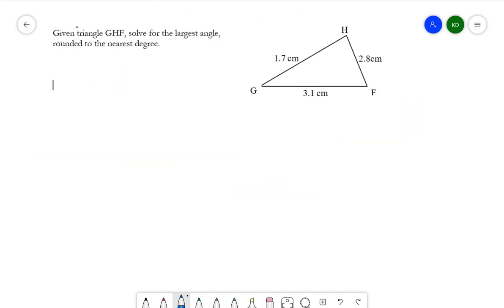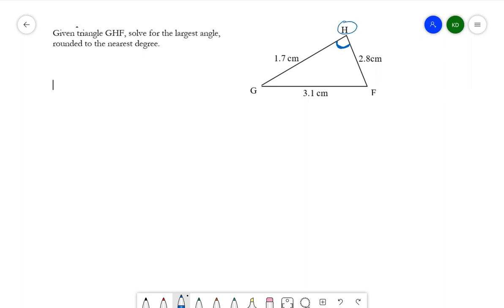Given triangle GHF, solve for the largest angle rounded to the nearest degree. What we want to solve for is the largest angle. As a rule, the largest angle is always going to be across from the longest side. So we're trying to solve for H.